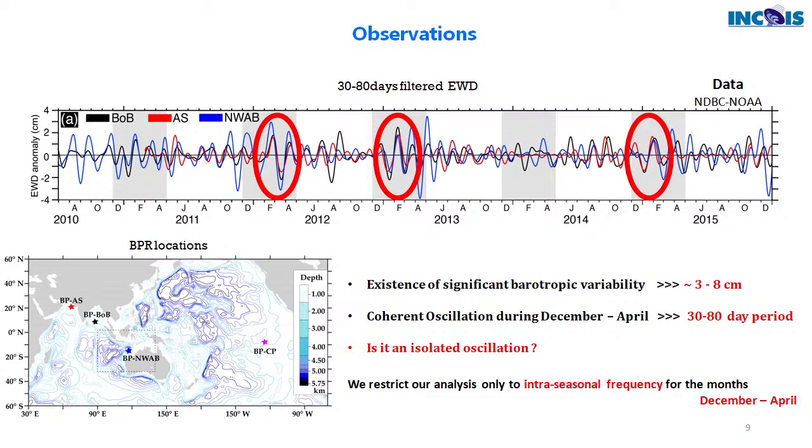And the more exciting part is that all the three BPRs are oscillating synchronously with an amplitude of 4 to 8 centimeters during December to April at 30 to 80 day period. So from here onwards, we will restrict our analysis only to December to April and to the intraseasonal time scale.